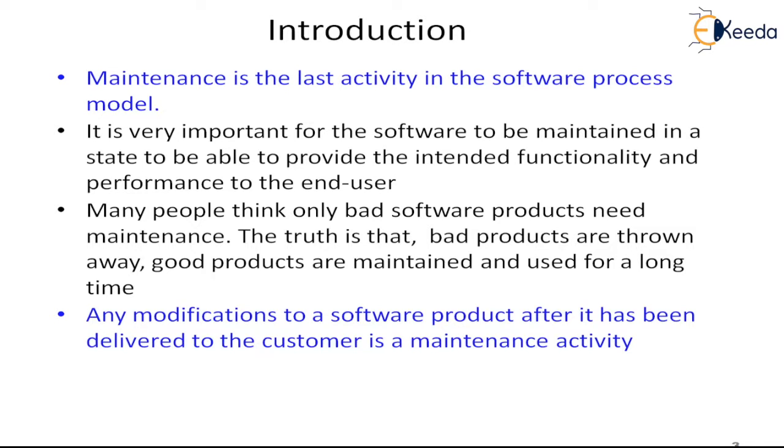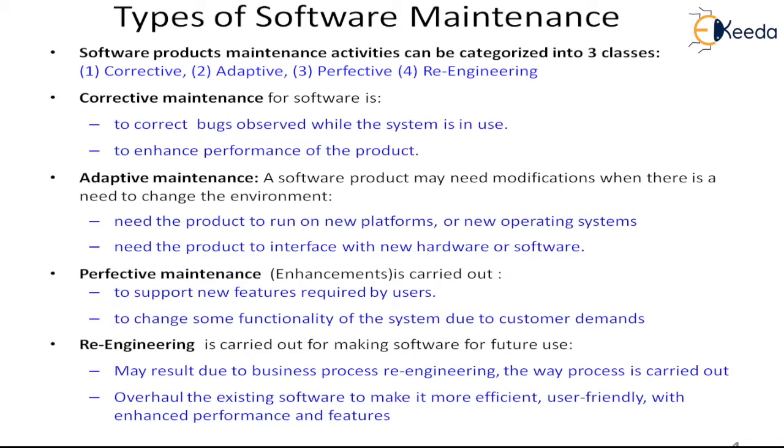So the types of maintenance that we do are, it's not three, actually it should be four, because I have added one more. It's corrective, adaptive, and perfective. Normally people talk of these three. We are also talking of re-engineering because some people call it the fourth one. But as we will see later, re-engineering is one type of perfective maintenance. So if you are asked what are the three major categories, you should say corrective, adaptive, and perfective.